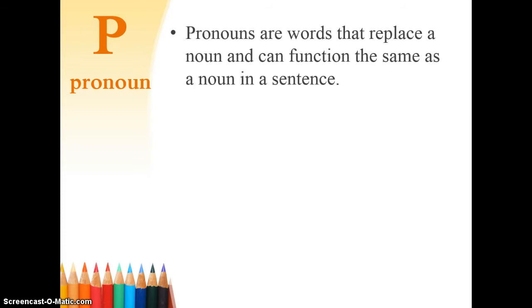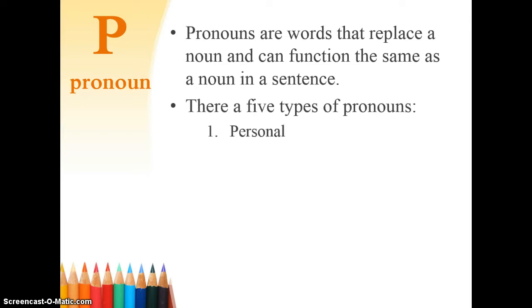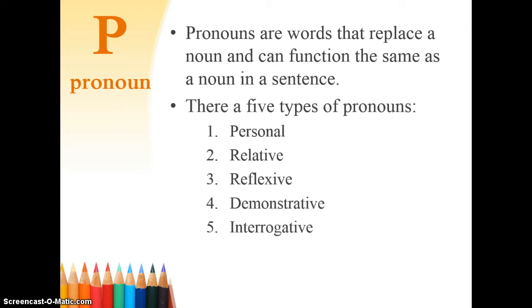The first P in VANPAPIC stands for pronouns, and it is represented by the color orange. Pronouns are words that replace a noun and can function the same as a noun in a sentence. In other words, anything that a noun can do, a pronoun can also do. There are 5 types of pronouns we discuss in English. There are the personal, the relative, the reflexive, the demonstrative, and the interrogative.